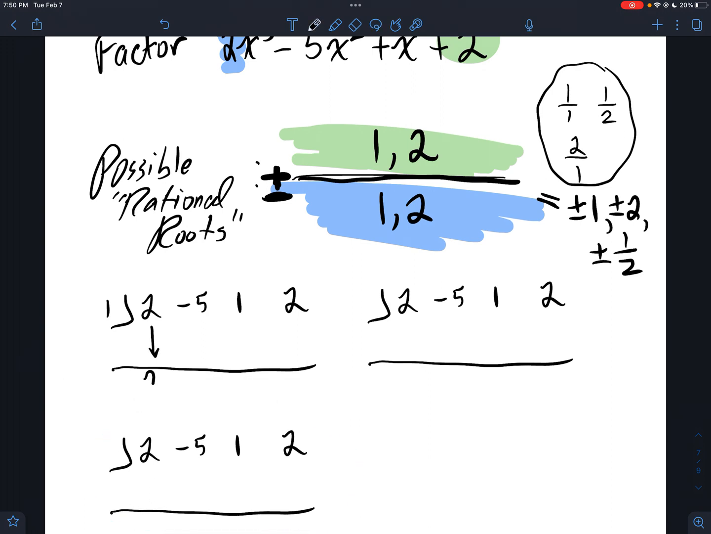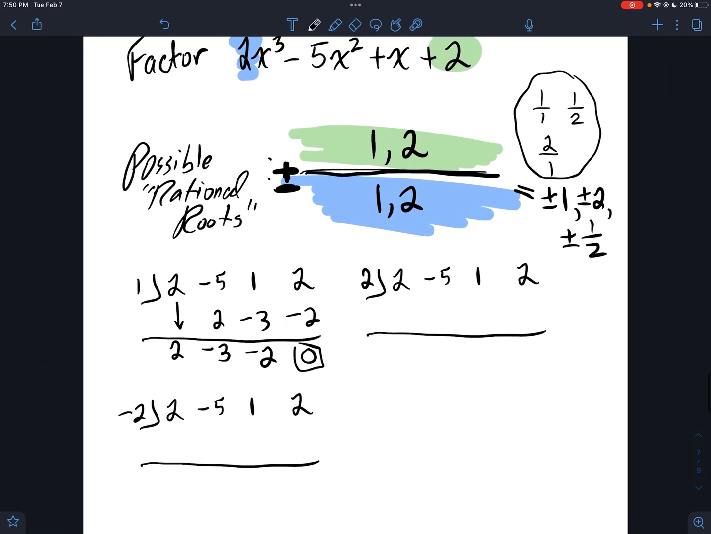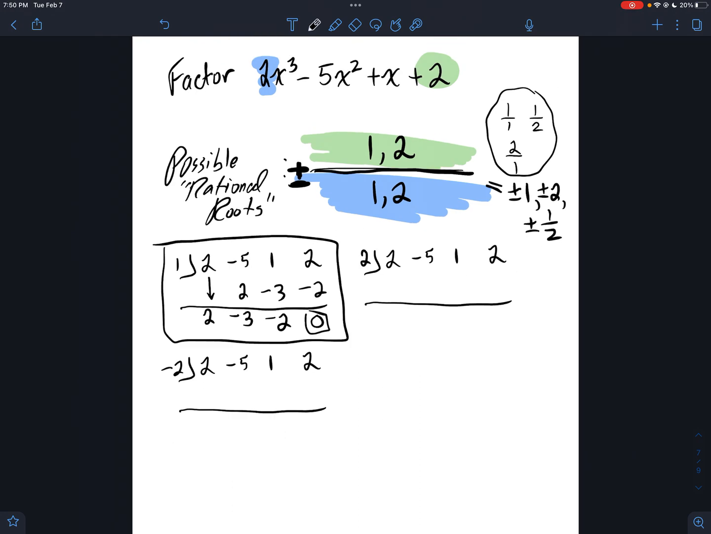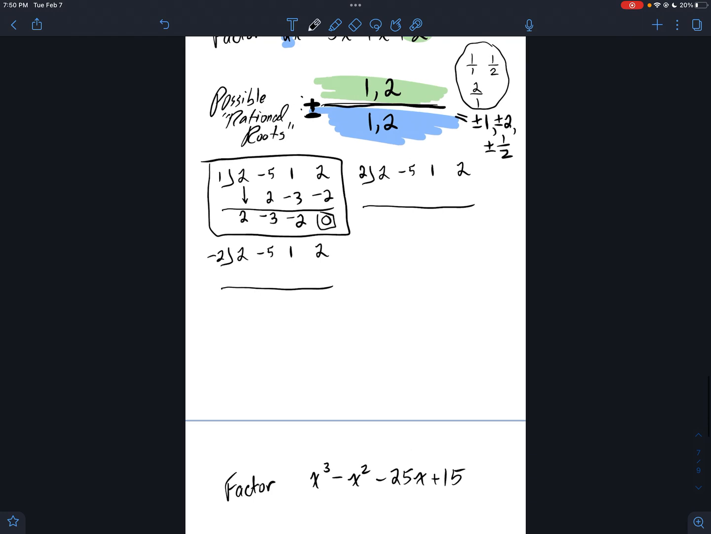1's easy to do. So I'm going to bring down the 2, multiply by 1, bring it down, multiply by 1, bring it down, multiply by 1. Hold up, look at this. We got 0 on our first try. I was expecting to have to try 2 and -2 and even maybe a half, but we didn't need to. So this is the golden key right here, and we can write our answer.